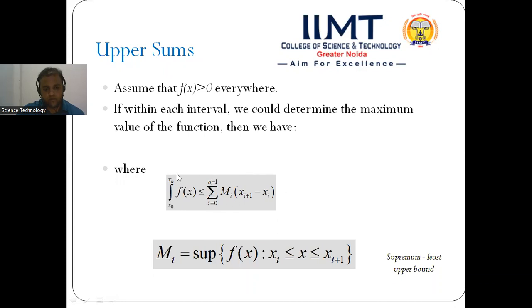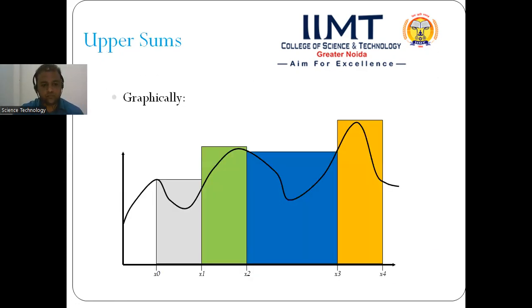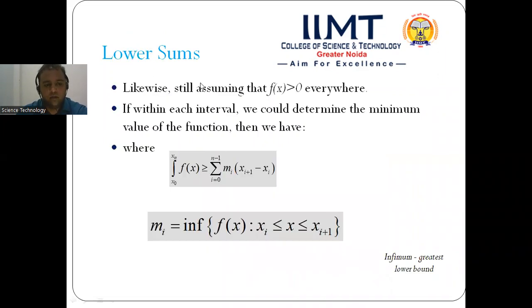Summing those will find the area, which is greater than the exact value, the exact area of the function. Okay. Now similarly we can define the lower sum.